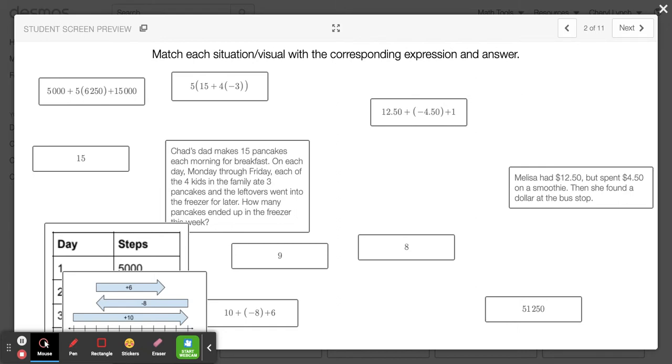Hello, this video is to help support you with matching situations and expressions. So in this Desmos matching, we're looking at situations, expressions, and then simplified answers.